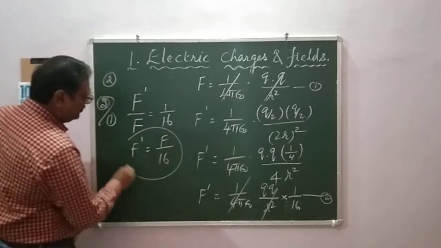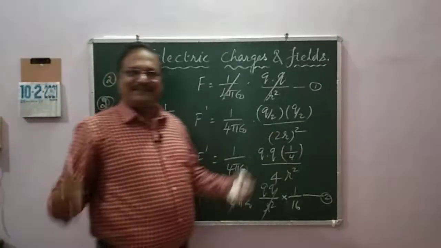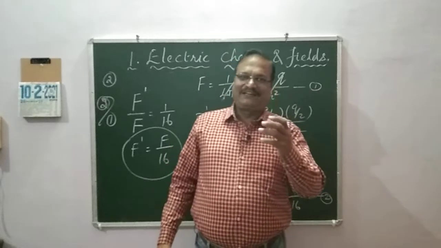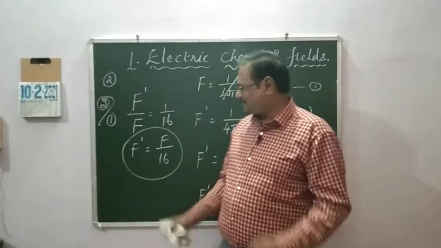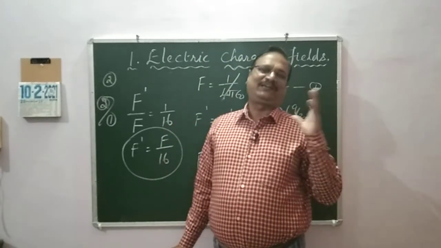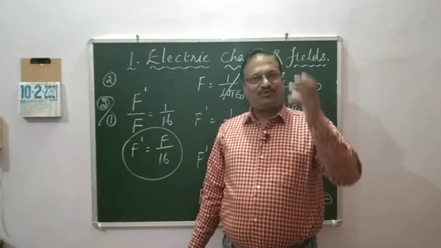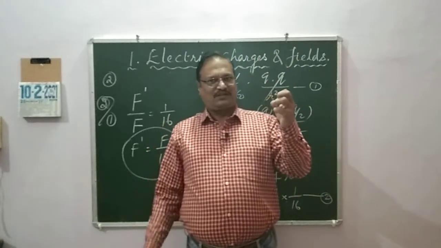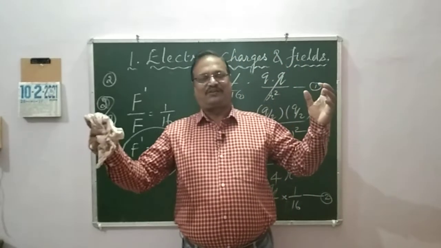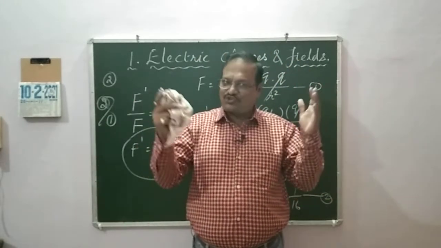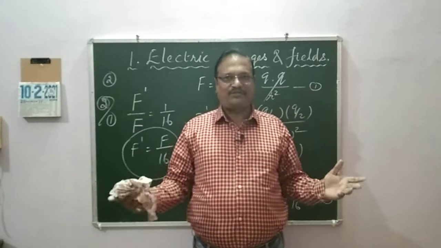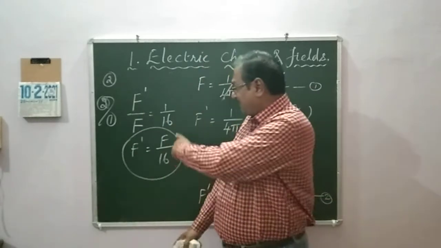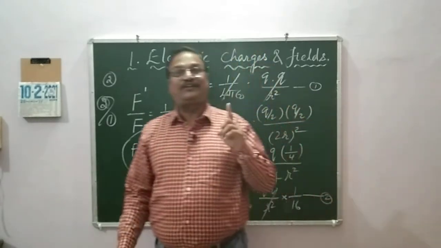What does this mean? This means that the force decreases by 16 times. When you halve the charges and increase the distance, what is happening? The force, either attraction or repulsion, whatever it is, is decreasing by 16 times.